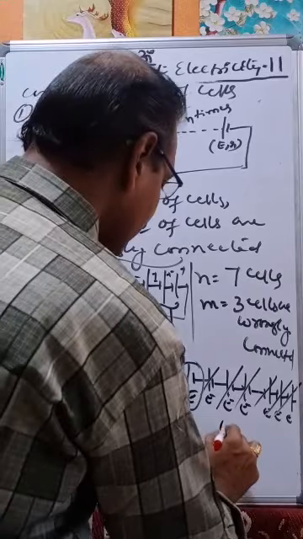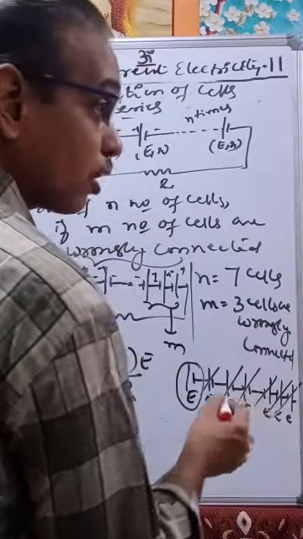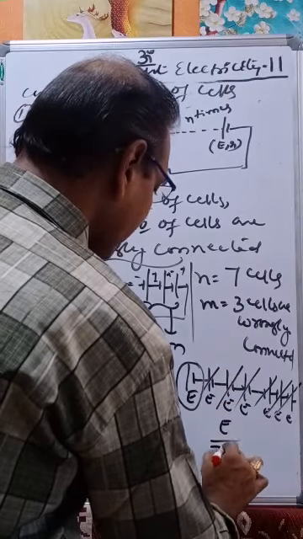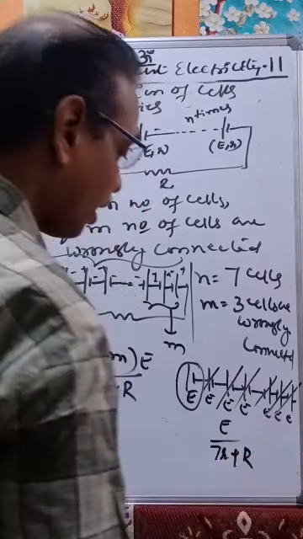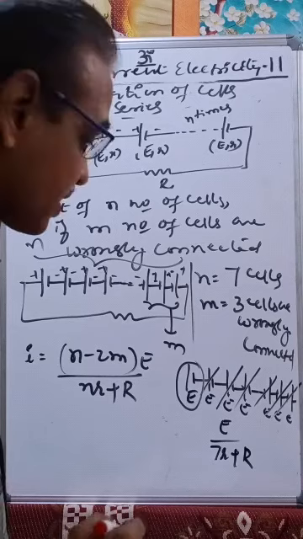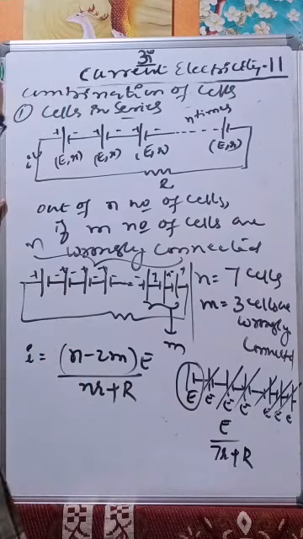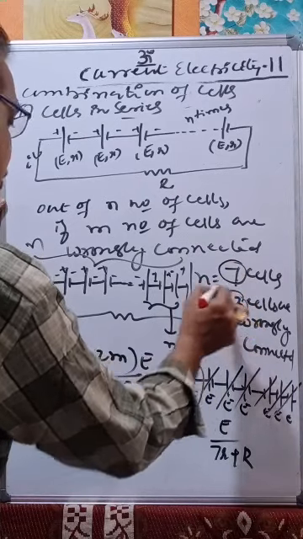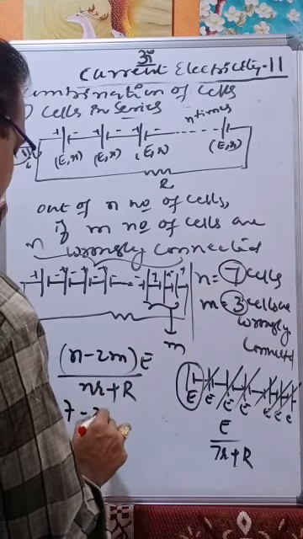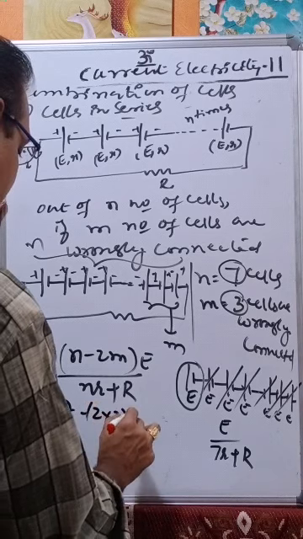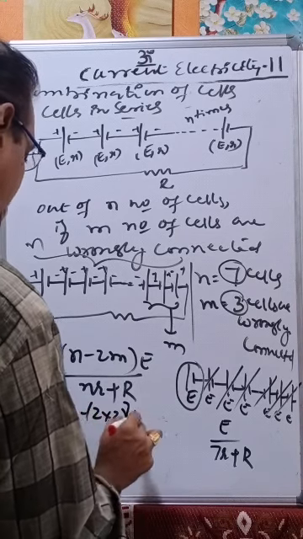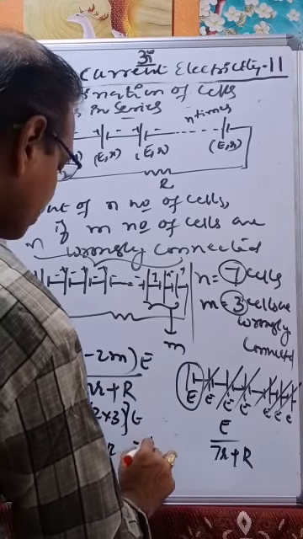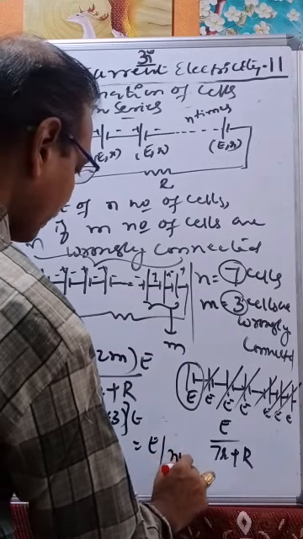Therefore, the effective EMF is E, but there is no negative-positive cancellation for resistance. Therefore, total resistance is only 7r plus external resistance R. Apply the formula here. Now, n equals 7, m equals 3. 7 minus 2 into 3, into E by (nr plus R). 7 minus 6 is 1. That equals E by (nr plus R).